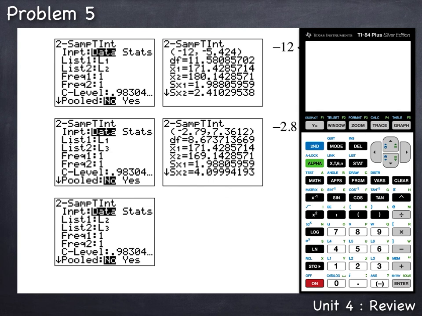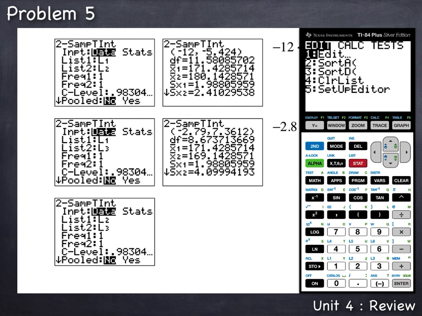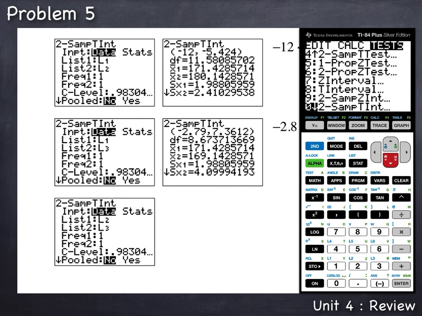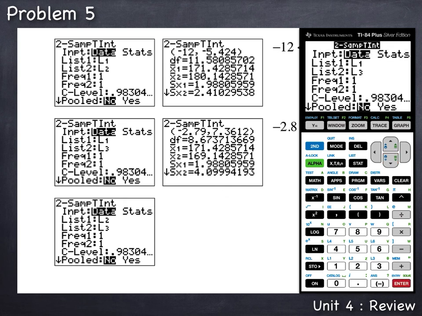To calculate the confidence interval to estimate the difference between the second population mean and the third population mean, you press Stat, arrow over to Tests, arrow down, and select the 2-SampTInt command, enter, and then we just need to change list 1 to list 2 by pressing second 2 next to the list 1 prompt. We'll leave list 3 the same next to the list 2 prompt, and everything else stays the same.